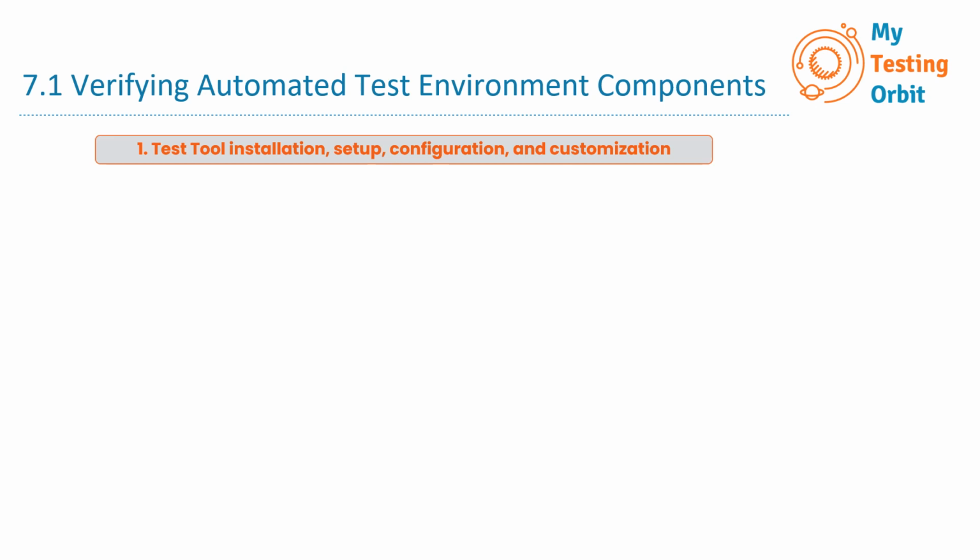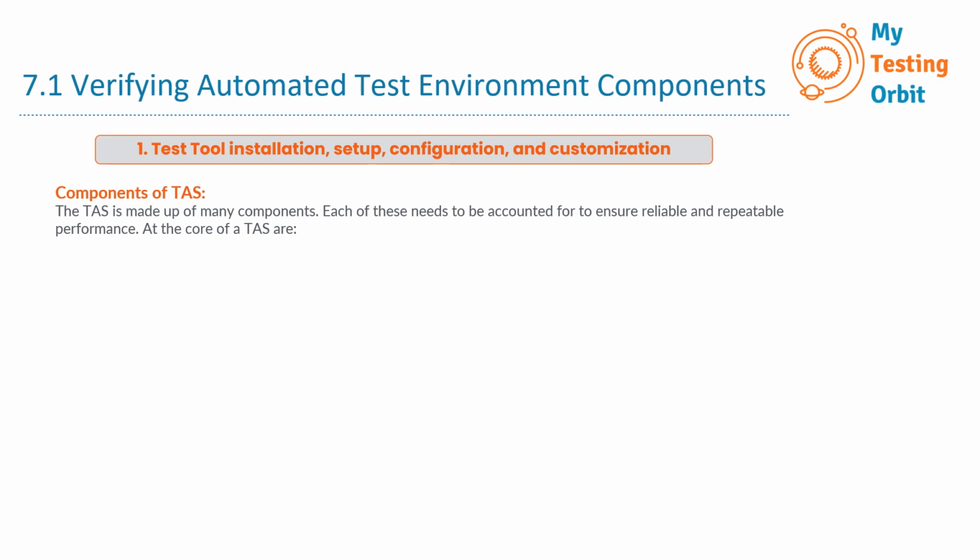Let's start with number 1, test tool installation, setup, configuration, and customization. First, we have components of TAS. The TAS is made up of many components. Each of these need to be accounted for to ensure reliable and repeatable performance. At the core of a TAS are executable components. Now, these are the parts that actually run the test. Then we have functional libraries. These help the components work better by providing additional functions and supporting data and configuration files. These contain important information and settings which are needed for testing.